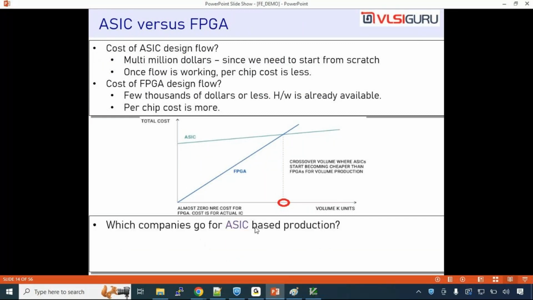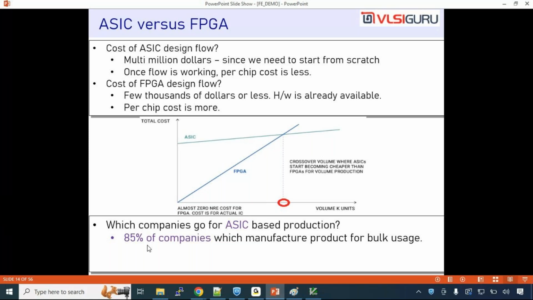Which companies go for ASIC based production? The companies who do bulk manufacture of products for bulk uses, and 85% of the things that we use in real life are bulk uses only. Mobile phone, is it bulk uses or rarely used? Bulk uses. Laptop, bulk uses. Adapters, any electronic systems you see in your house is all bulk uses. Since it is bulk uses, it's there in your house. TV is a bulk uses. Aeroplane, do we use in our house? No, right? That's why it's not bulk uses.